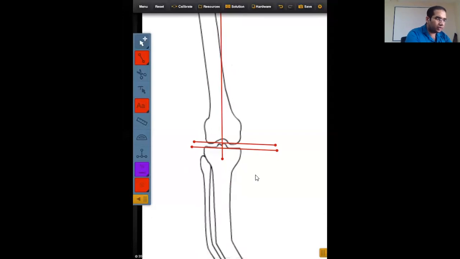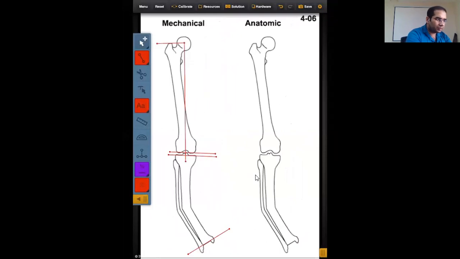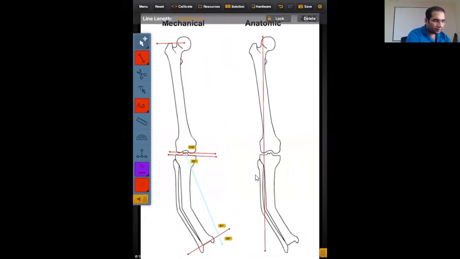Now what are we going to do? Now we are going to come to the tibia. Since the mechanical axis of the femur is normal, we can simply extend the axis downwards because it is normal. But first let us draw a mechanical axis connecting the center of the tibia to the center of the ankle joint.